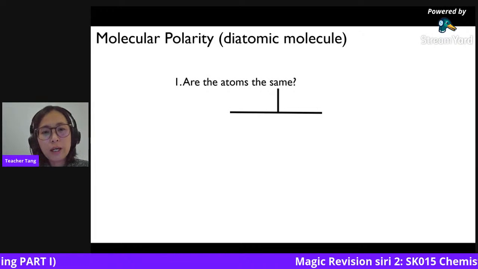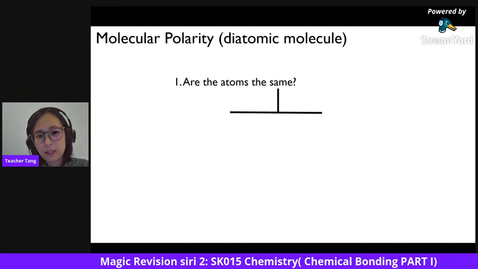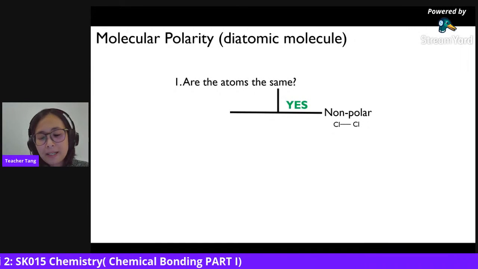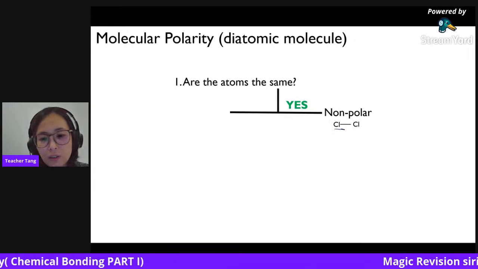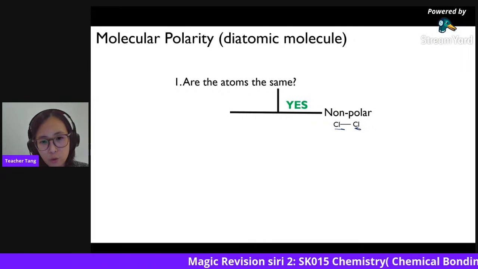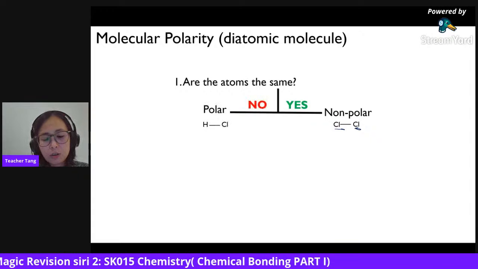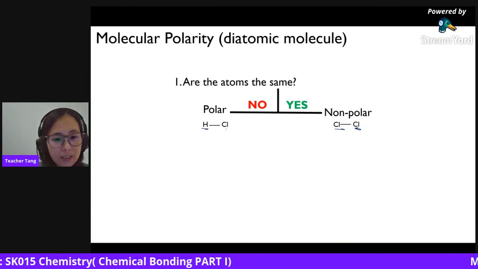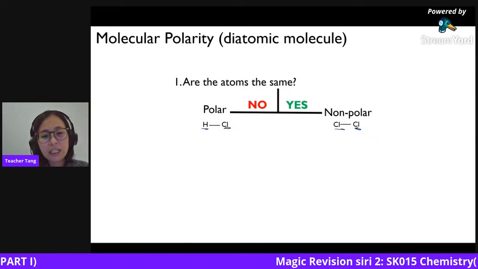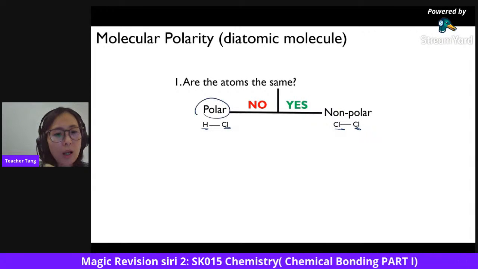If you get a diatomic molecule, you need to ask yourself one question. Are the atoms the same? If yes, that means that there is no electronegativity difference between the 2 atoms, so you get a non-polar molecule. But if the atoms are different, like for example in HCl, 2 different atoms, it means that these 2 different atoms have different electronegativity. Therefore HCl is a polar molecule.